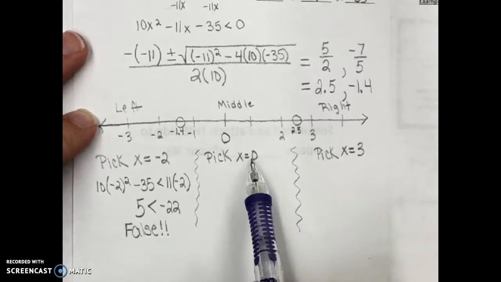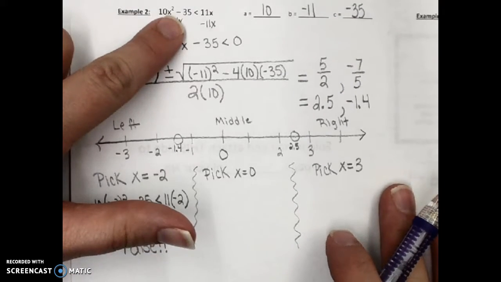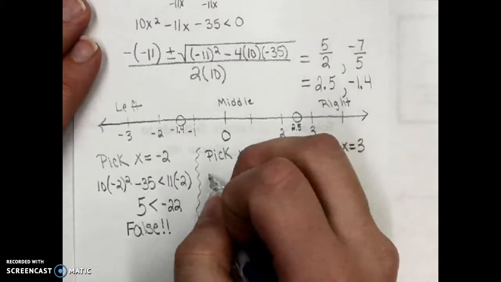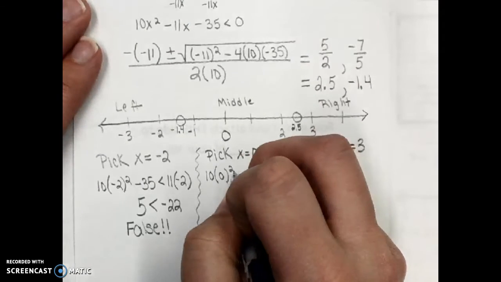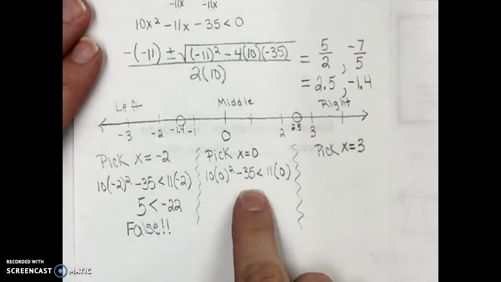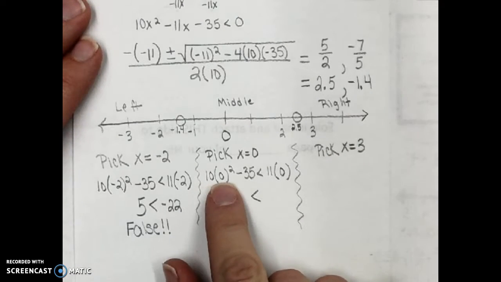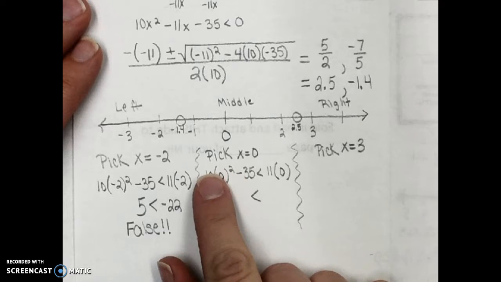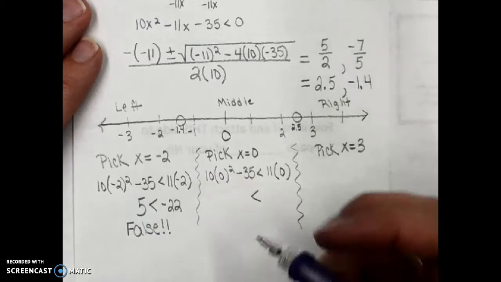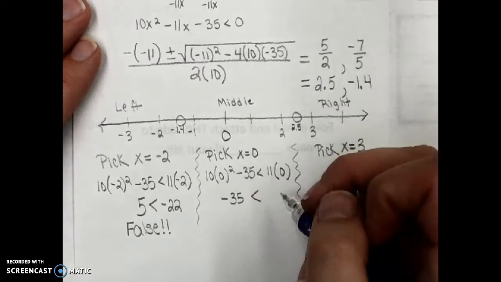I'm going to plug in 0, the same place I plugged it in before, plugging it into my original. So I take 10x squared minus 35 less than 11 times my x. My x is 0. Now you should be able to do this. 0 squared is 0. Times 10 is 0. And 0 minus 35 is -35. But again, if you struggle with that, plug it in your calculator to make sure you are correct. And 11 times 0 is 0.